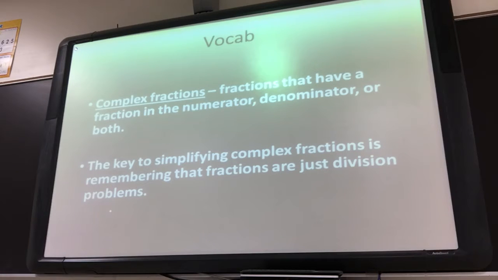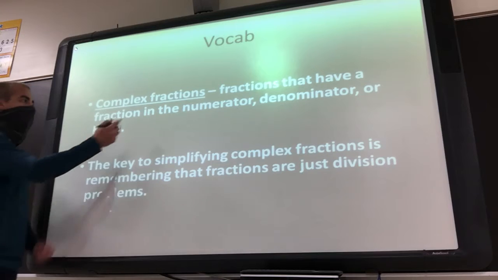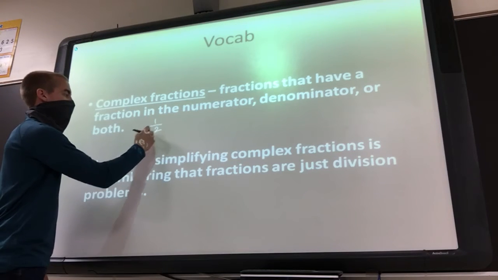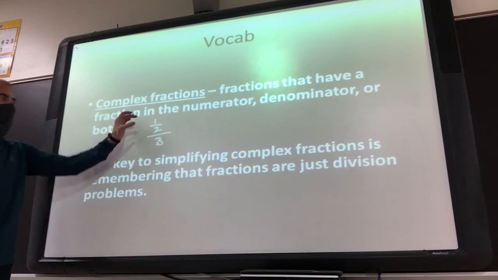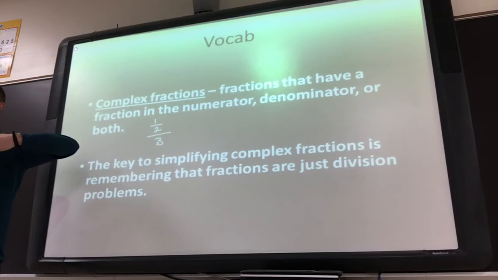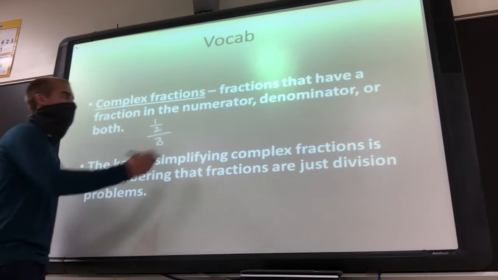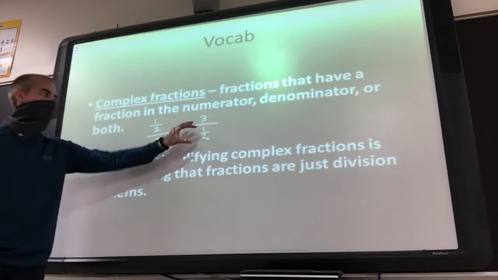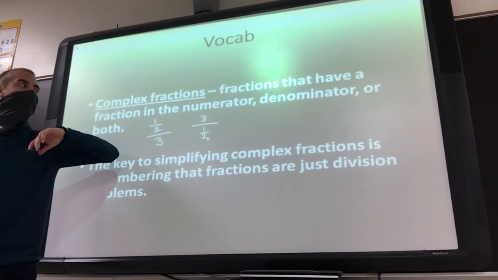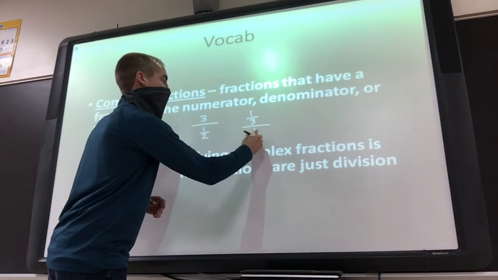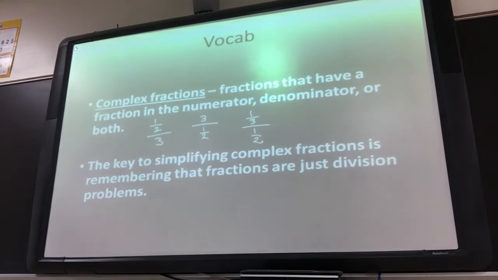So a complex fraction could look like this. Let's say we have 1/2 over 3. The numerator of this big fraction is also a fraction, 1/2. We could have 3 over 1/2. So the denominator is a fraction. Or we could have 1/3 over 1/2. So those are the three different ways you could see a complex fraction.